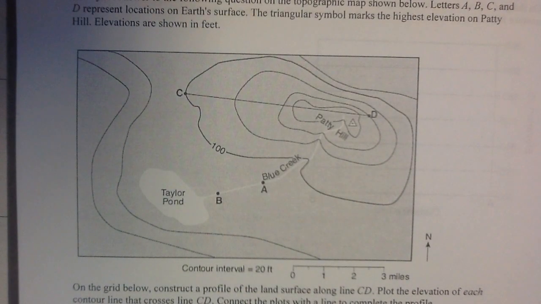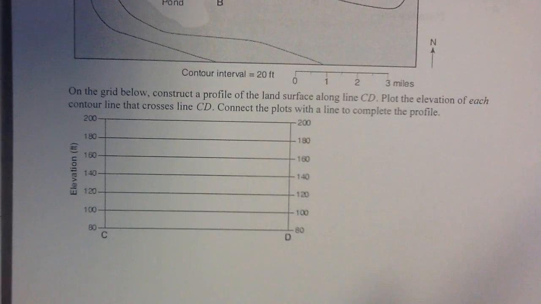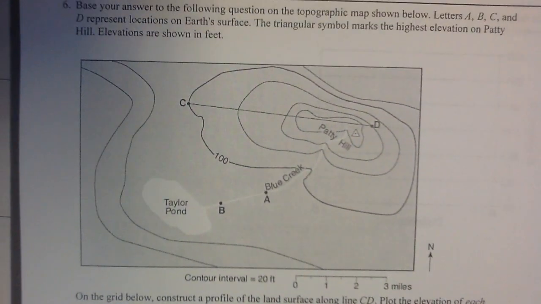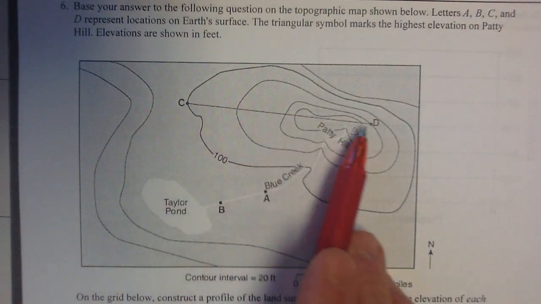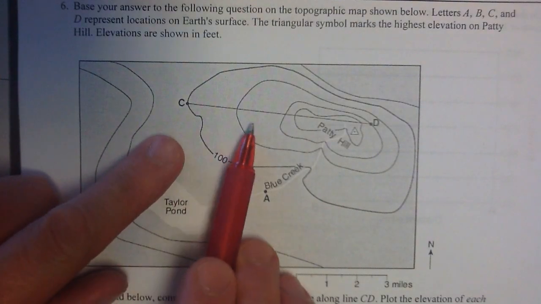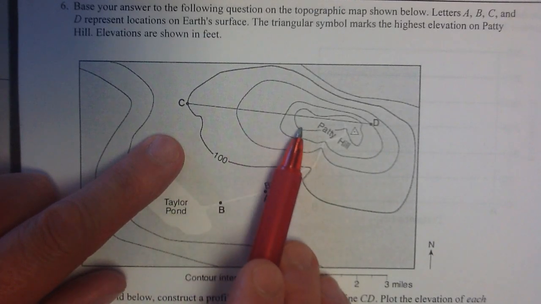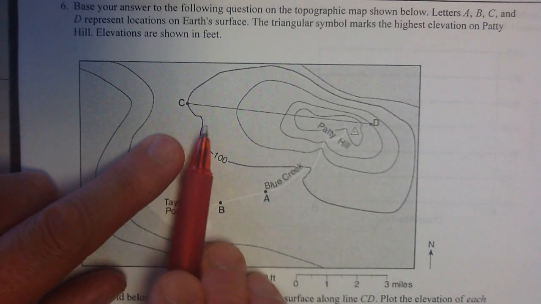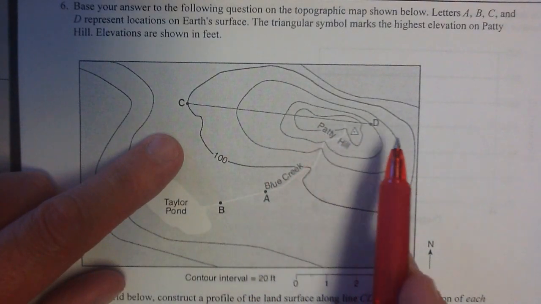Okay, so what we're going to do here is, on this grid that we have down below, the topographic map above, we're going to create a topographic profile that goes from point C to point D. To do that, the first thing we're going to do is take a look at the contour lines. We'll notice that our contour lines are getting smaller as we go up. And what that means is when you have consecutive contour lines that get smaller as you go up, you're looking at a hilltop. In this case, Patty Hill is labeled.